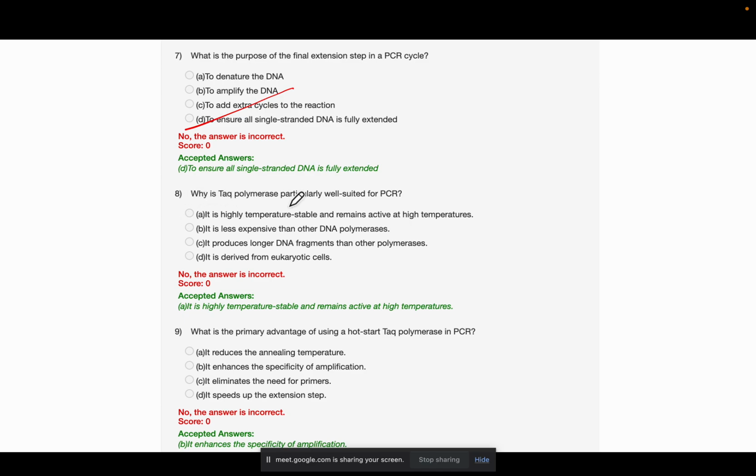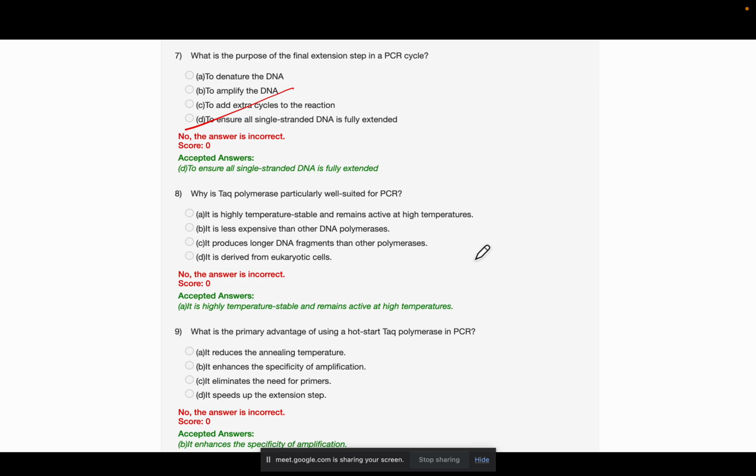Why is Taq polymerase particularly well suited for PCR? You have studied from your childhood that you are using Taq polymerase. So why is it so? Why are we using Taq polymerase, and what is the source of Taq polymerase? We have read that we got this enzyme Taq from Thermus aquaticus. People have studied that Taq polymerase and then used it in the PCR reaction.